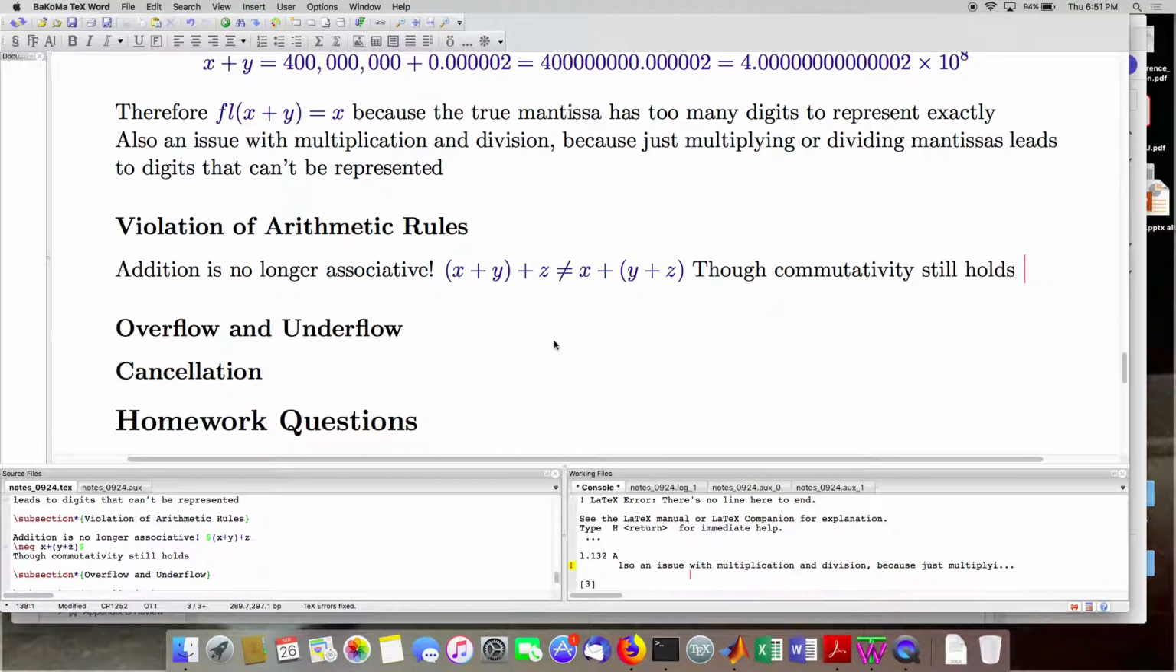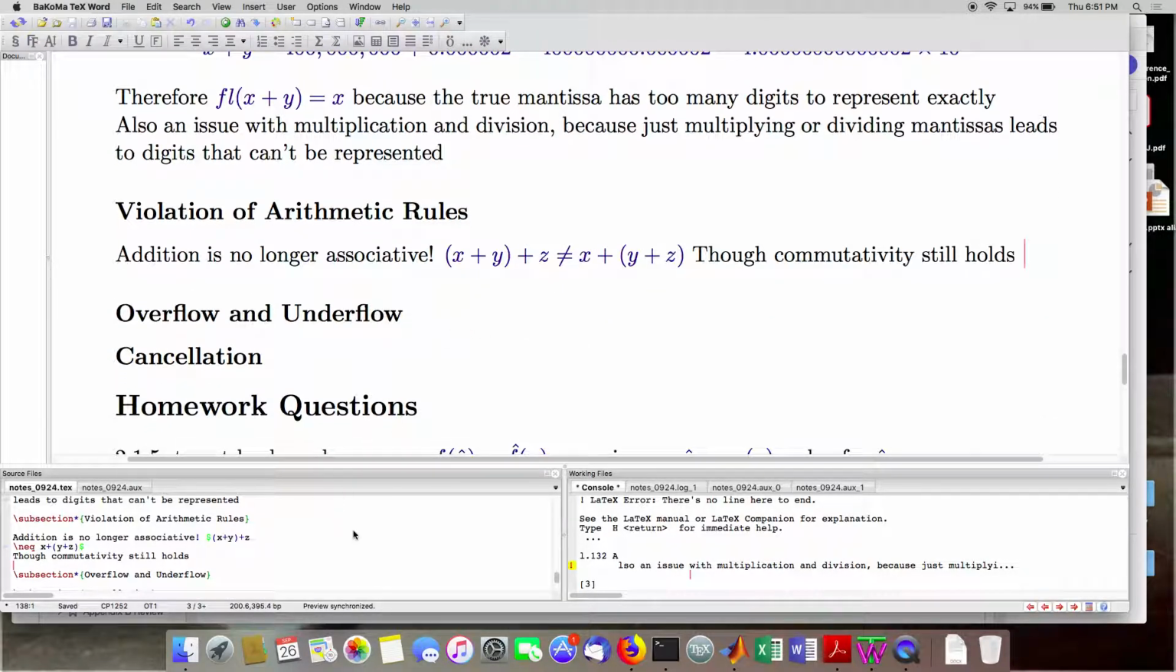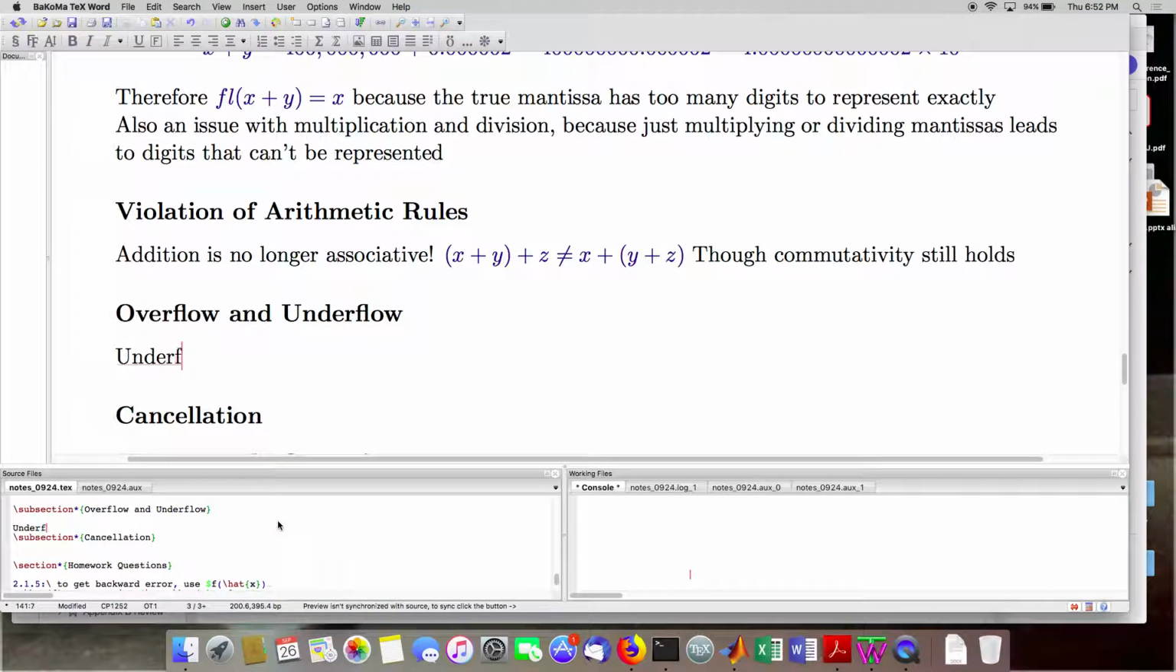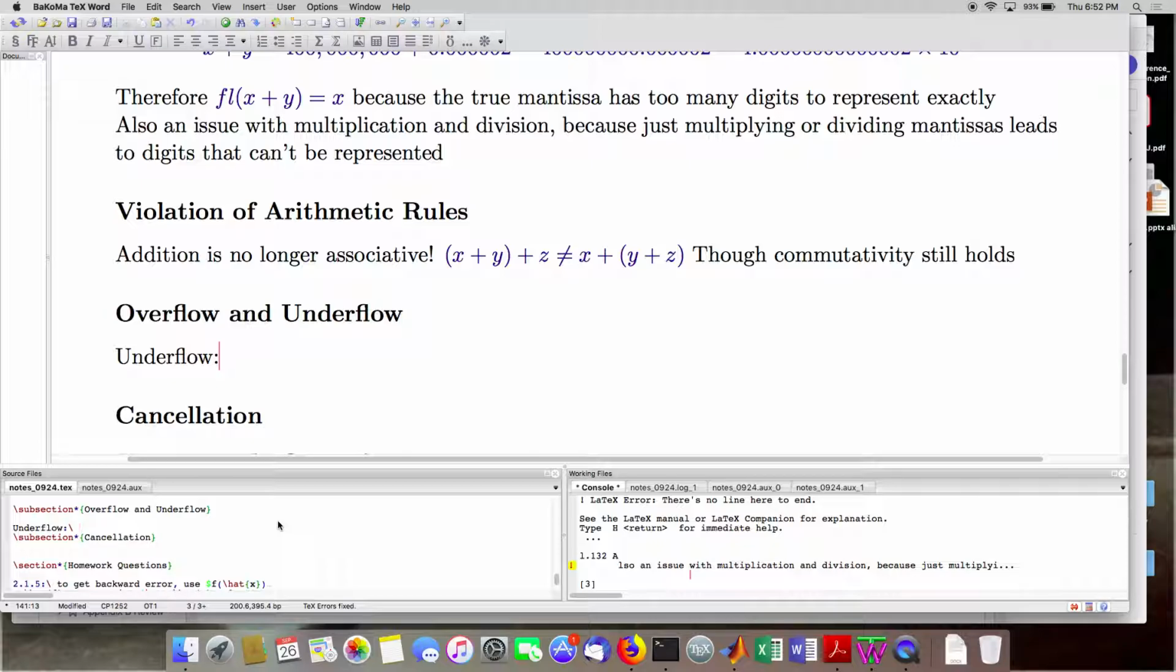A big one, overflow and underflow. Well, particularly overflow. So underflow can happen. As an example, suppose I want to take two numbers that can be represented in the system exactly, and then I perform an operation on them, and the result underflows.